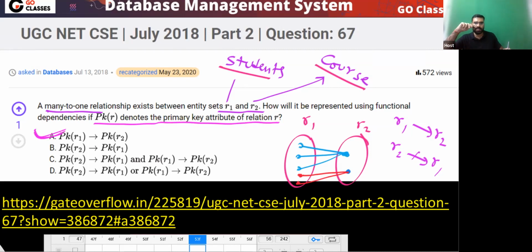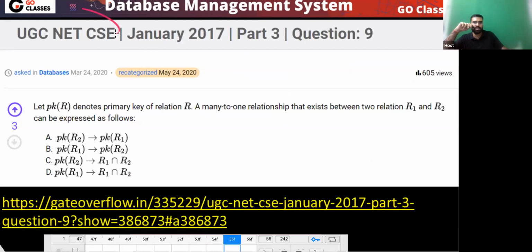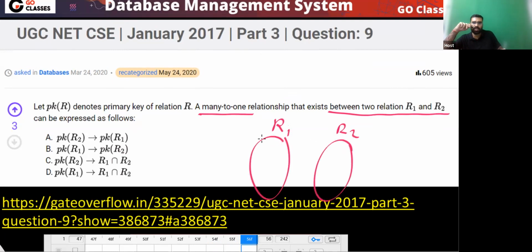Okay, now let's see the next question. This is also a UGC NET question from 2017. The same question they are asking, exactly the same. A many to one relationship exists between R1 and R2. So you have R1, you have R2, and there is a many to one relationship between them. So many of R1 can be related to R2.